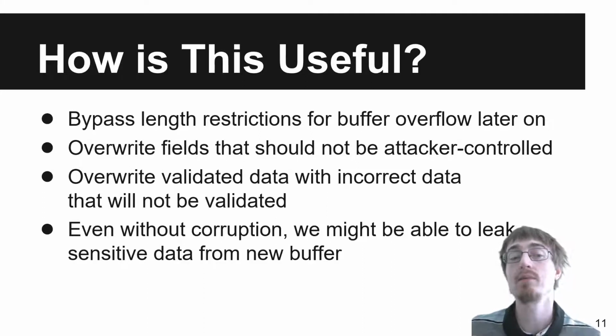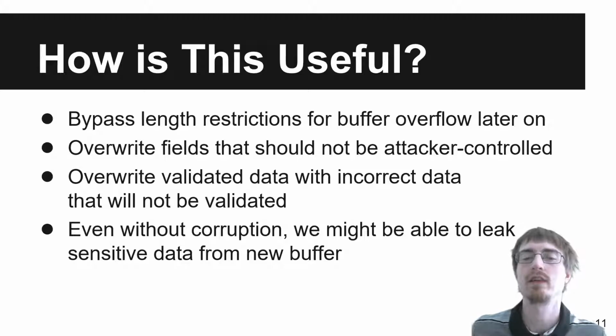So, what can we do with this attack? Well, we can typically bypass some length restrictions for buffer overflows later on. So if we overwrite some data, even if it's inside the bounds of the buffer, any index or size that we overwrite might trigger a later buffer overflow. Another approach is to override some fields that should not be attacker controlled.